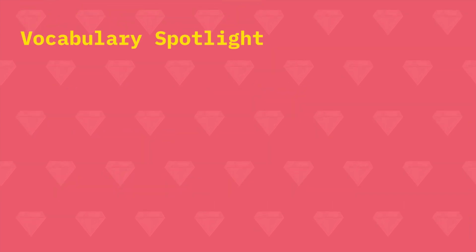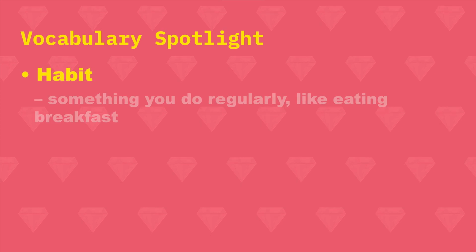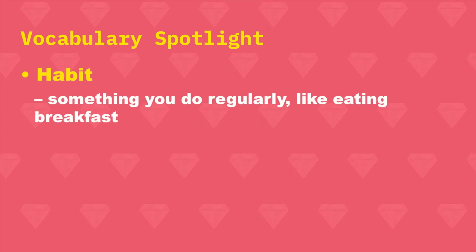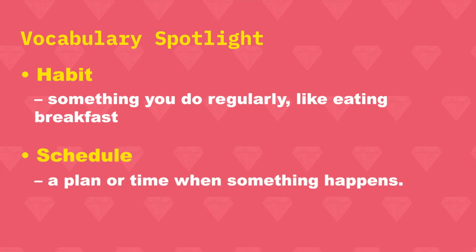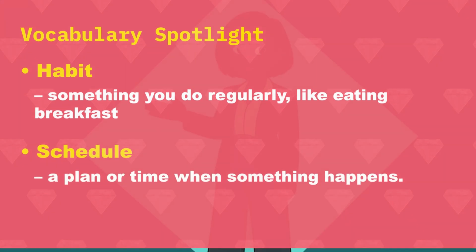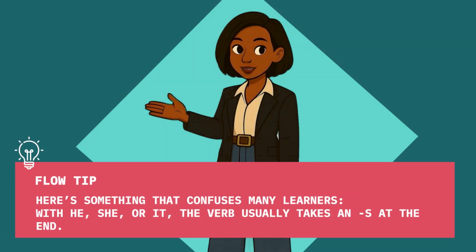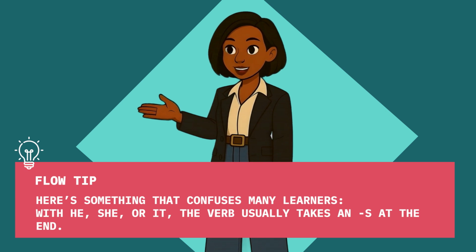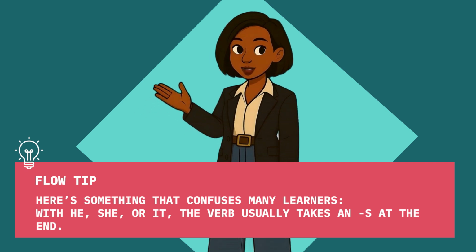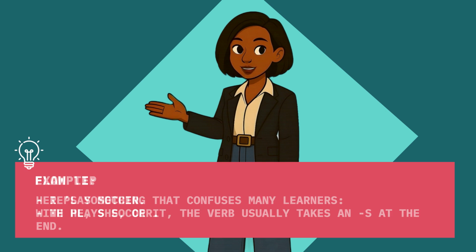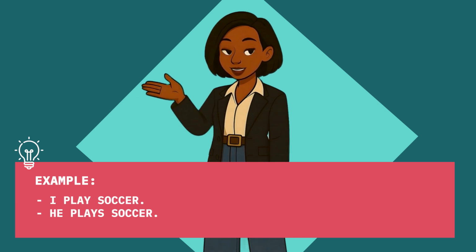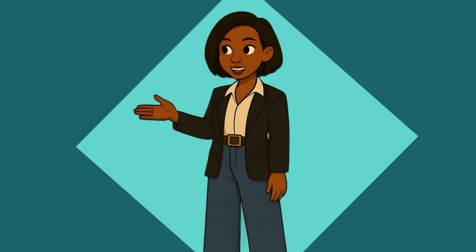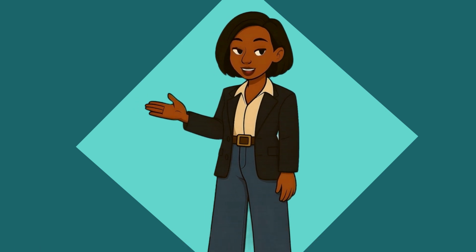Some vocabulary spotlight. Habit, something you do regularly, like eating breakfast. Schedule, a plan or time when something happens. Here's a quick flow tip. Here's something that confuses many learners. With he, she, or it, the verb usually takes an S at the end. I play soccer. He plays soccer. Think of that little S as a signal that tells us that the subject is he, she, or it.